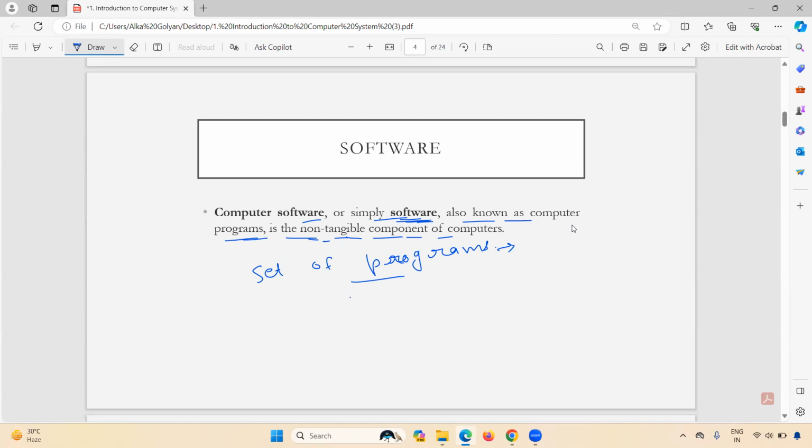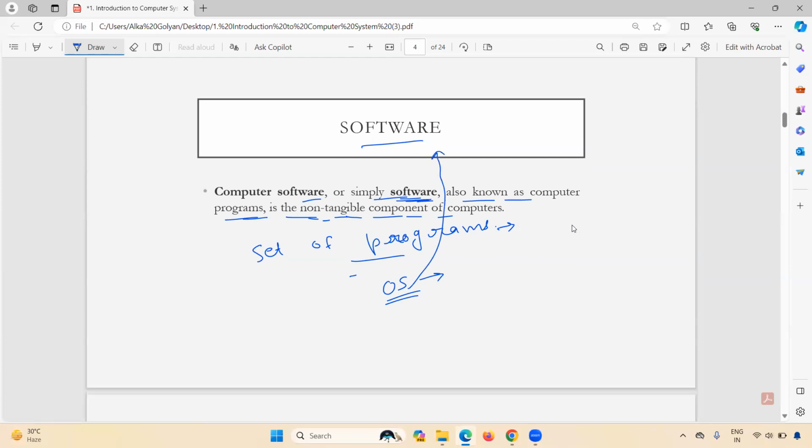Computer software governs the computer hardware, which is the physical component of a computer. The major example of software is the OS, that is the operating system. Examples of OS are Windows, Linux, and Mac. These are all examples of OS that come under the software category.